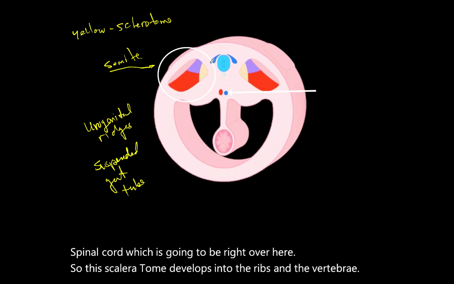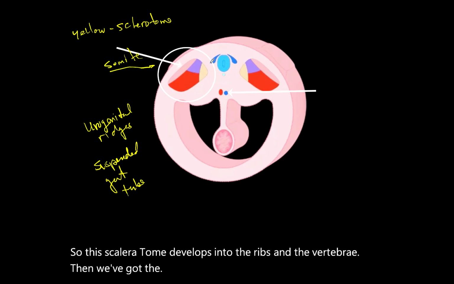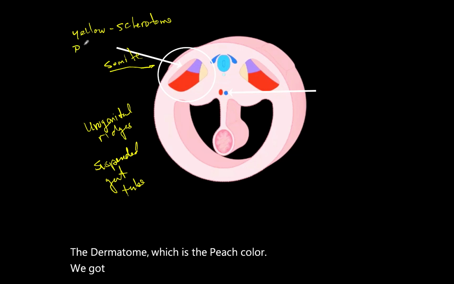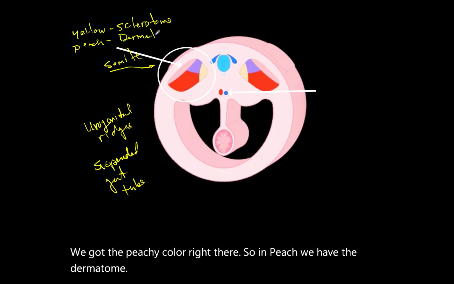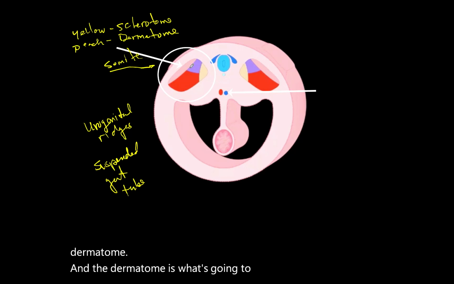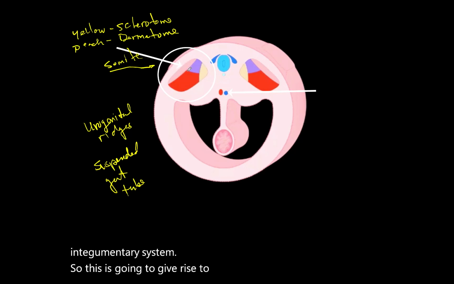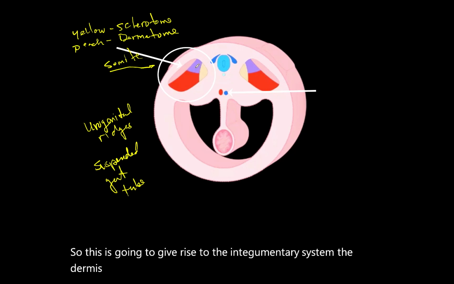So this sclerotome develops into the ribs and the vertebrae. Then we've got the dermatome, which is the peach color. So in peach, we have the dermatome. And the dermatome is what's going to give rise to the integumentary system, the dermis and the epidermis and the hypodermis. So that's the peach.